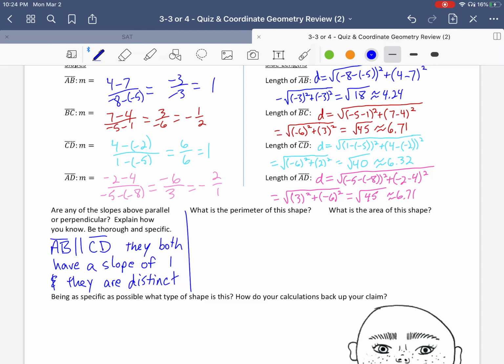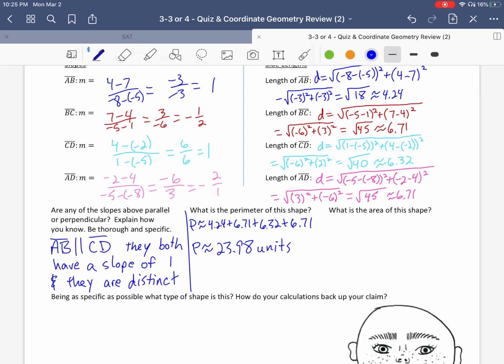The next part says, what is the perimeter of this shape? Well, remember that perimeter is calculated by adding up the side lengths. Since all of those side lengths are estimates, our perimeter will also be an estimate. So my side lengths of 4.24 plus 6.71 plus 6.32 plus 6.71. When I add those up, the perimeter is approximately equal to 23.98 units.